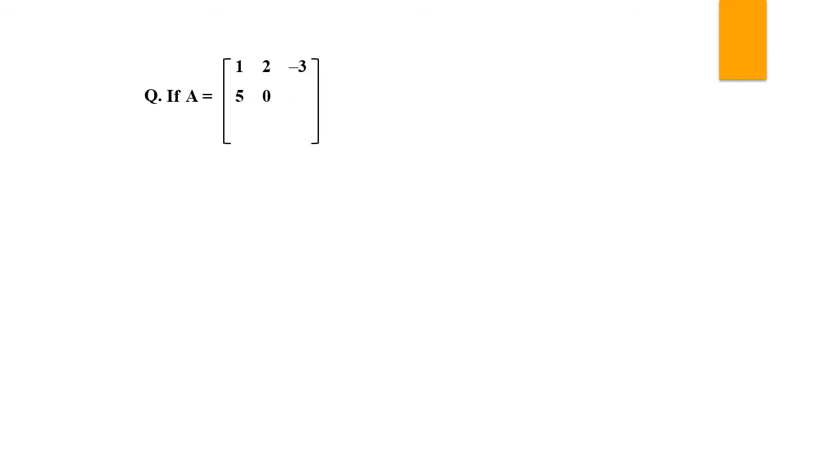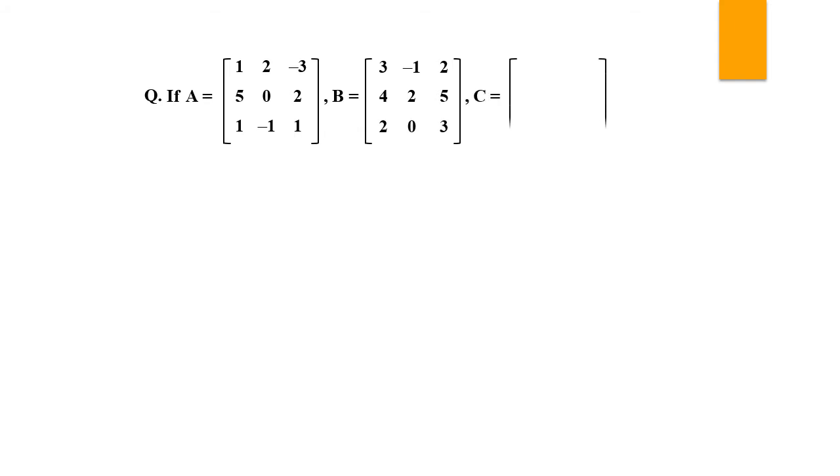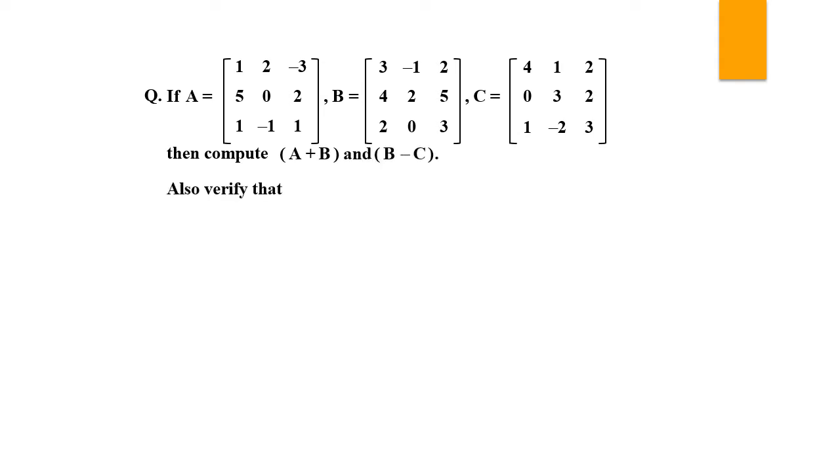if the matrix A is equal to [1 2 -3; 5 0 2; 1 -1 1] and matrix B is equal to [3 -1 2; 4 2 5; 2 0 3], matrix C is equal to [4 1 2; 0 3 2; 1 -2 3], then compute A plus B, B minus C, and also verify that A plus B minus C is equal to A plus B minus C.